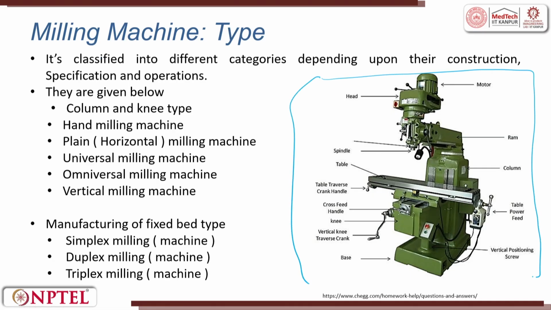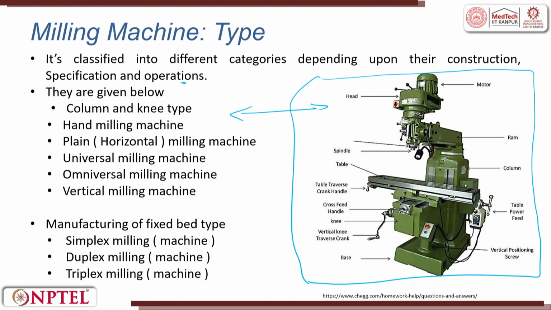In the lathe machine, we saw that it was horizontal. Here I am trying to explain a vertical machine. It is classified into different categories depending upon the construction, specification and operation. So, construction is vertical axis. You can also have a horizontal axis. A horizontal milling machine is also possible, but here we are taking the vertical axis.